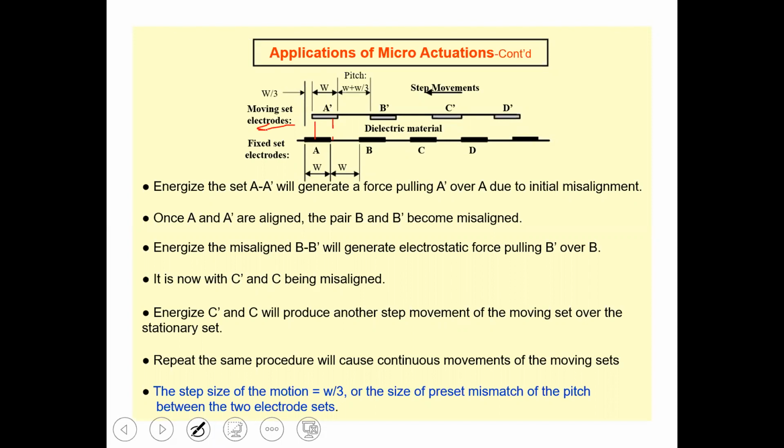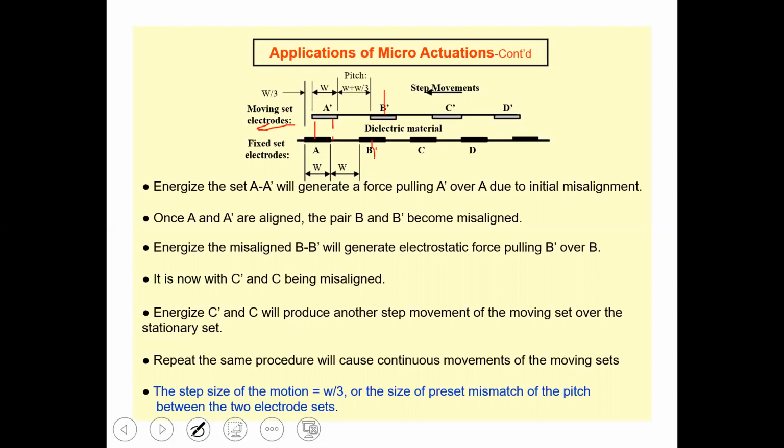But at that particular instant, because the gap between A and B is different from the gap between A dash and B dash, when A and A are aligned, B and B dash will be misaligned. So then you will apply the voltage on it. They will again attract each other, and when they become aligned, C and C dash will be misaligned. Then you will apply the voltage on C and C dash, and they will attract because of the electrostatic force. This is how it keeps on going and keeps on rotating, right?